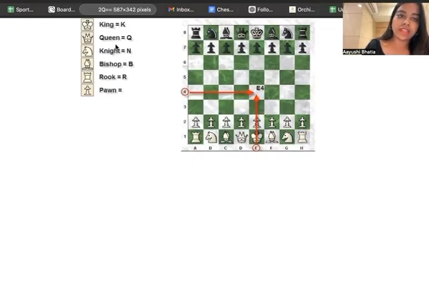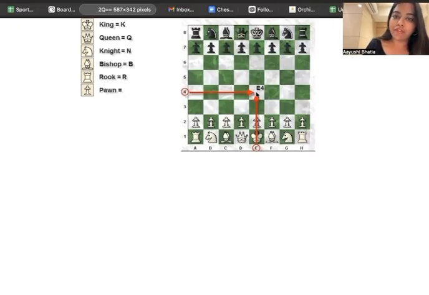For knight we use N because K is already used for the king. Bishop we use B. Rook we use R. And for pawn we use the name of the square. As we can see, there are so many pawns on the chessboard, we don't give a specific name to each and every pawn. Hence, we give the name of the square.